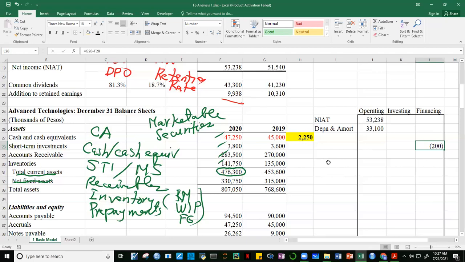Di ba? Okay, noong 2019, ang T-bills natin, 3,600. Noong 2020, naging 3,800 siya. Ano nangyari? Tumaas yung gastos. Yes! Naglabas tayo, guys, ng 200 more. Right? Yes po. O kaya, source of cash or use of cash?